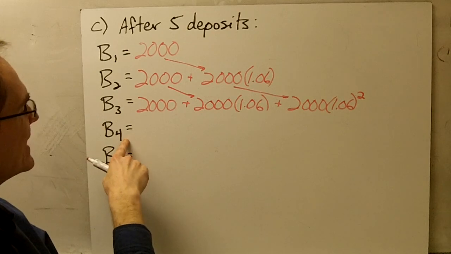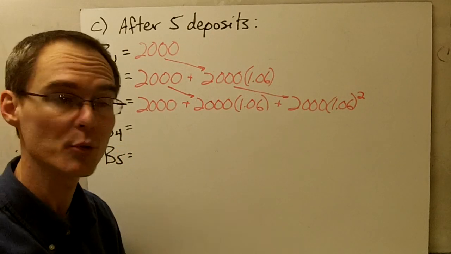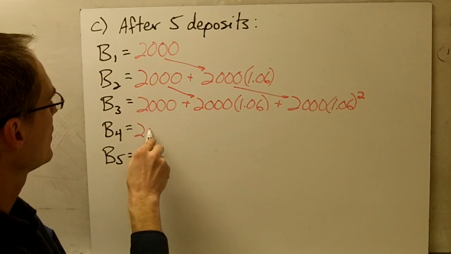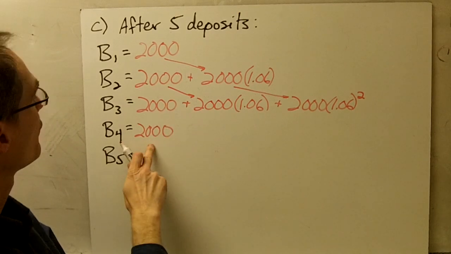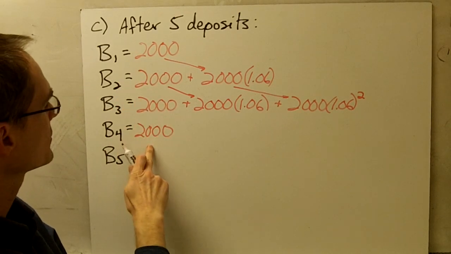Now at the beginning of my fourth year, I'm going to put another $2,000 in. So here's my fourth deposit of $2,000.